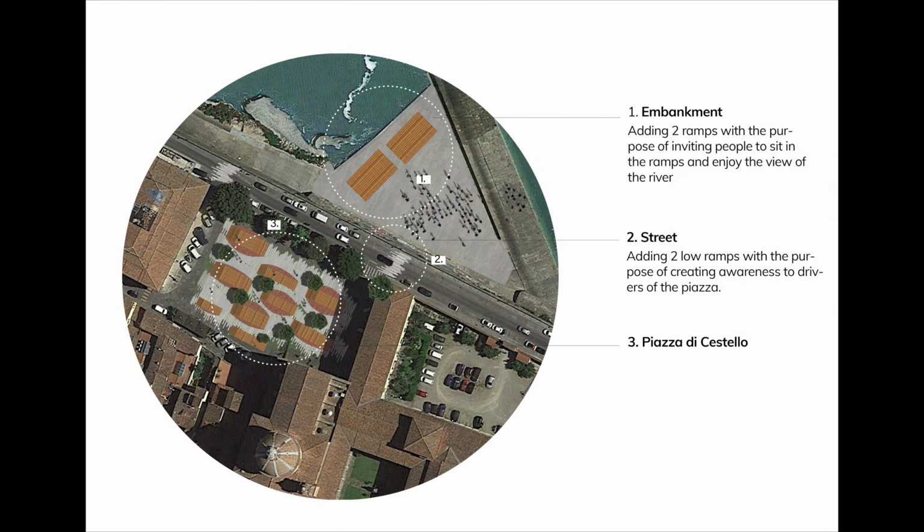For the embankment and the street connection, there are two more ramps in the embankment, and these are for people to sit down or just lay down and enjoy the view of the river. And the access to this embankment is much safer. Also, it has a street connection. It has concrete on the floor of the street, and this is for drivers to notice that there is something different in this area.